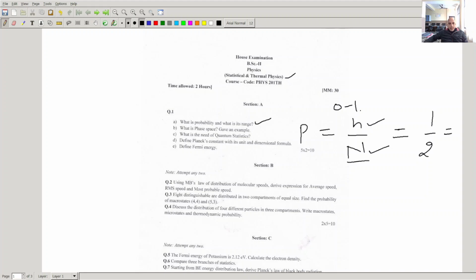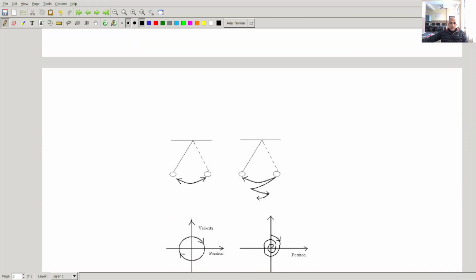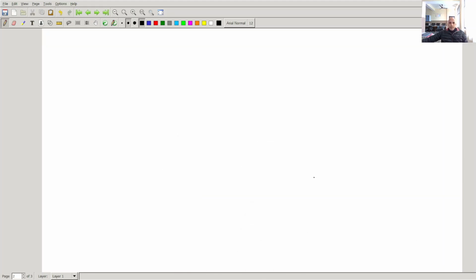Now I'm coming to the second question. What is phase space? Give an example. So it is mentioned here. If I talk to you about phase space, first of all, we have to see what is phase space, right? Phase space basically means when we are dealing with the problems of statistical physics and we are analyzing a system, then in that case, we require both position as well as momentum, right?